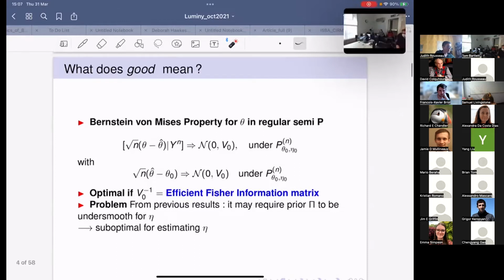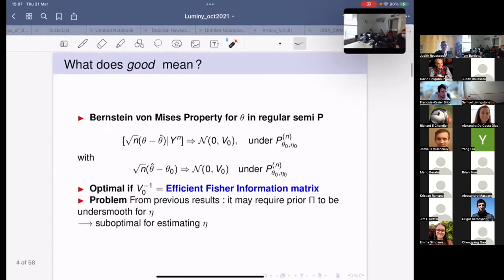And typically, when the model behaves well, V naught inverse is the Fisher information matrix, or the efficient Fisher information matrix, which means that not only are you well calibrated, in other words credible regions are confidence regions, but also the size of the region is optimal. So that's the kind of result that we're looking for. The problem is that typically, getting semi-parametric Bernstein-von Mises theorems is complicated. It's not easy.